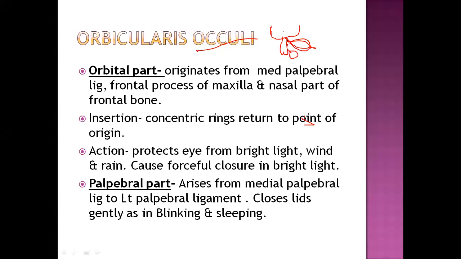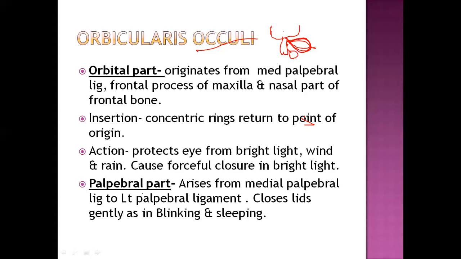Remember, this orbital part arises and inserts how? This muscle will go concentrically, it will go round the eyes and will come back to the origin. You go round the eyes and you come to the origin. So this is the origin and insertion of the orbital part. So concentric rings run back to the point of origin.